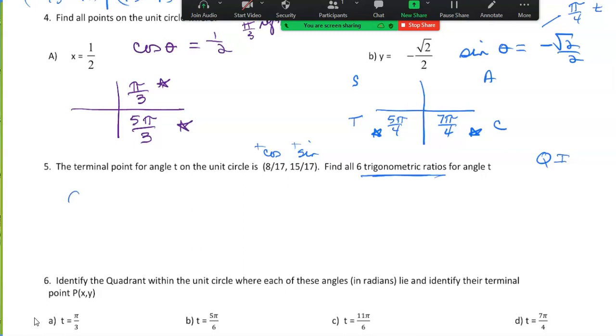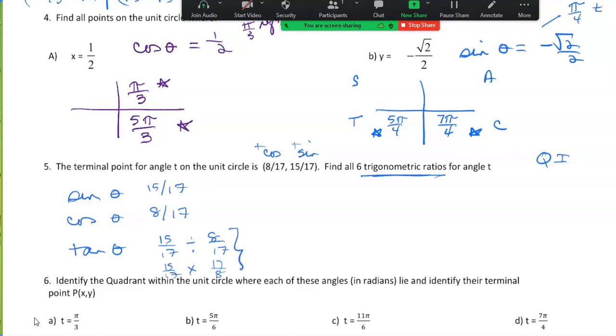Okay, so trig ratios are sine, cosine, tan. Let's do those first. Sine they gave us is 15/17. Cosine they gave us is 8/17. Tan is sine, which is 15/17, divided by cosine, which is 8/17. That means it's 15/17 times 17 over 8, and this math results in tan being, when the 17's cancel, positive 15 over 8.